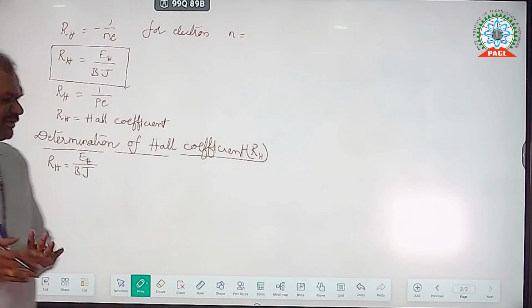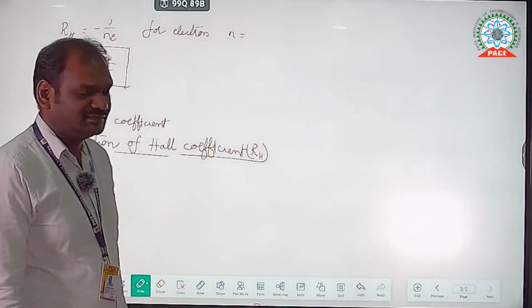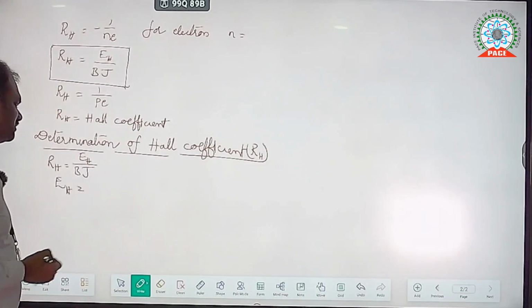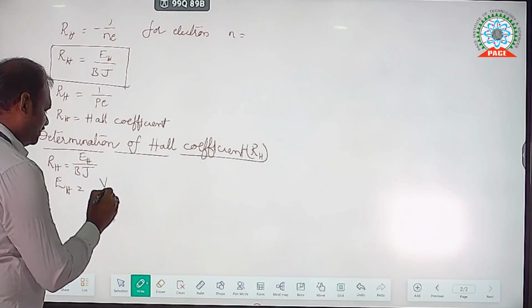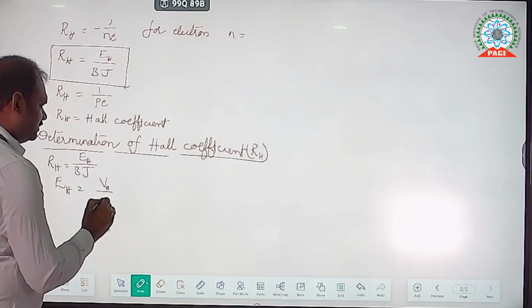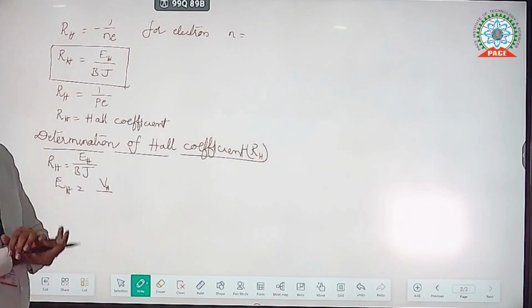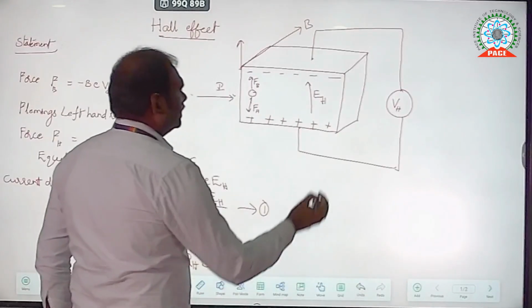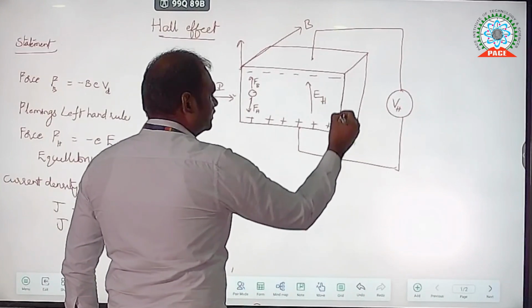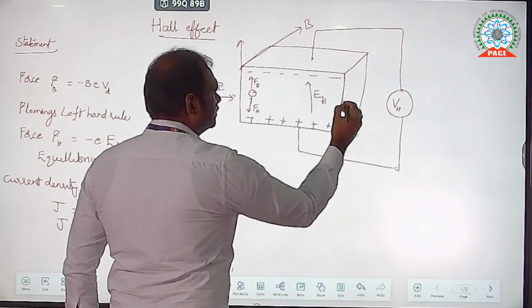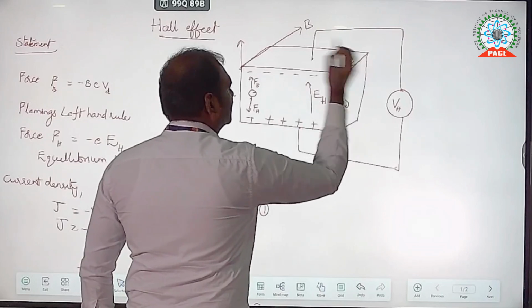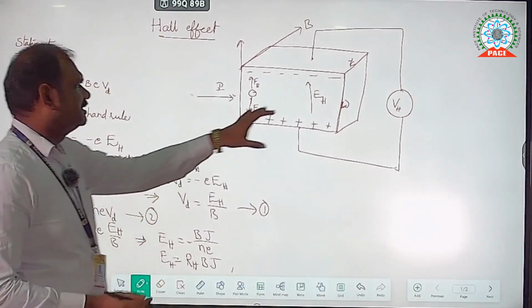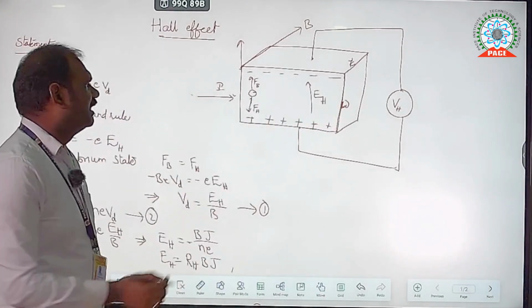What are the fundamental formulas for electric field and current density? Electric field EH in terms of voltage is equal to VH divided by the distance between positive and negative charges. Going to the previous page, this distance from positive to negative is taken as W, and this is taken as T. So EH is equal to VH by W.